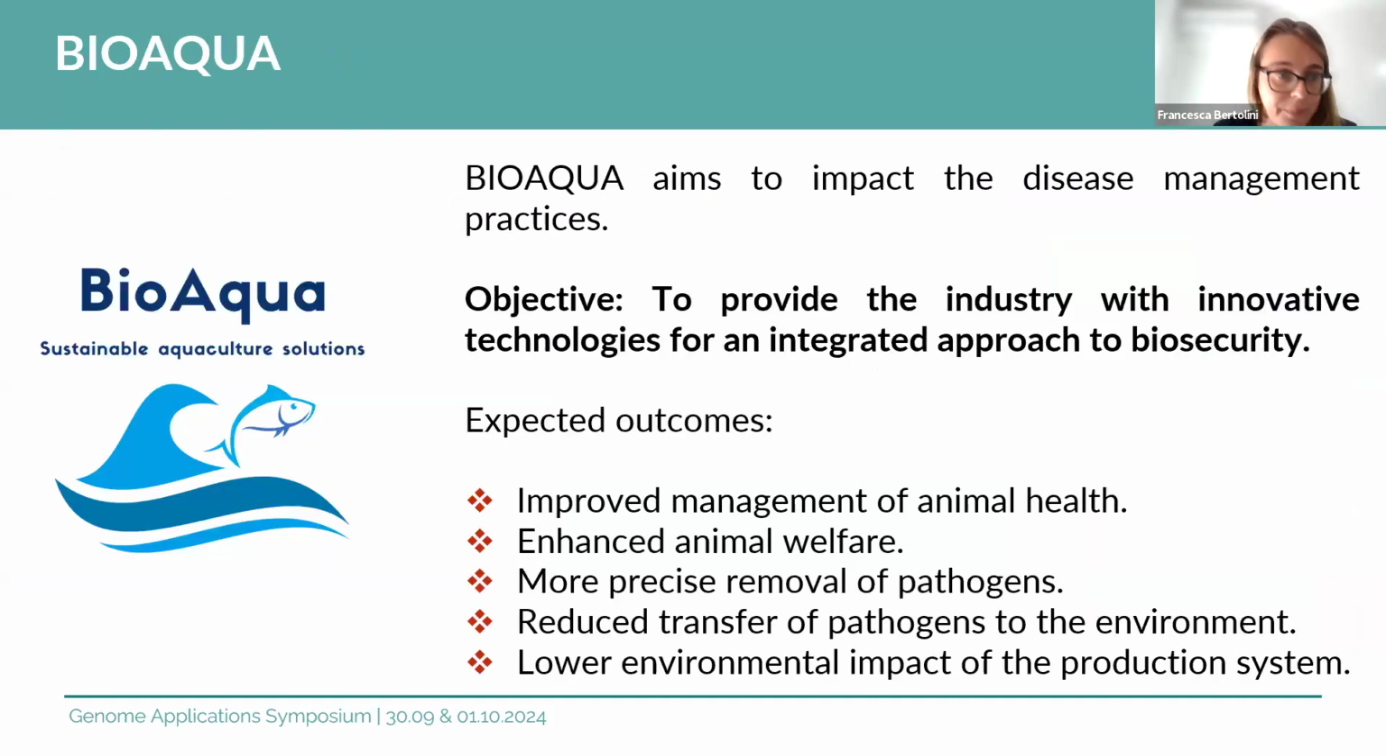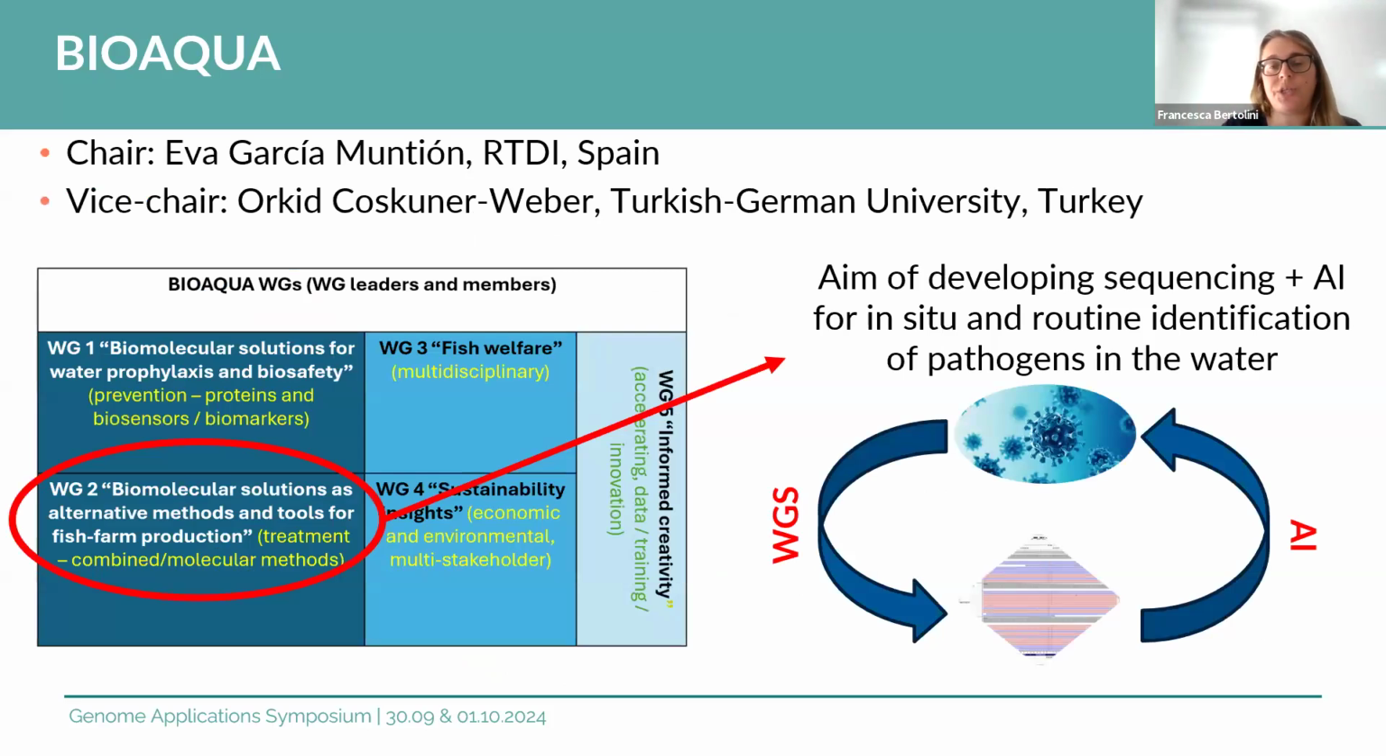And then we move to another topic, another question, broader. It is still aquaculture, but it is linked to disease and management practices, basically of all species that can be raised. The goal is broader: providing technologies for integrated approaches in biosecurity, having healthier animals, and removal and identification of pathogens, and so on. What is relevant to genetics and genomics here is, for example, in working group 2, biomolecular solutions, where I'm co-involved, where we are trying to gather as much information as possible to see if and how far we are from developing sequencing technology combined with artificial intelligence for in situ and routine identification of pathogens in the water in aquaculture facilities and companies.